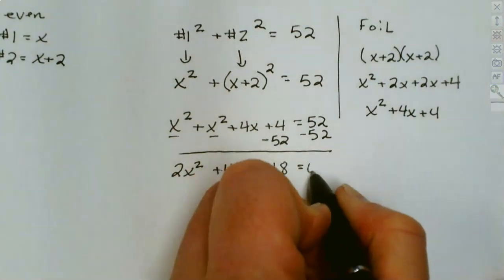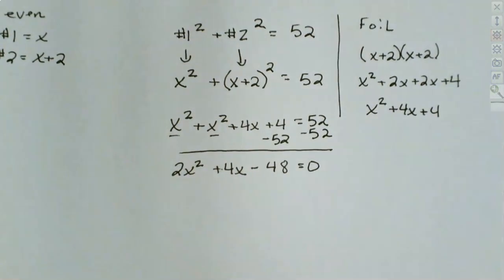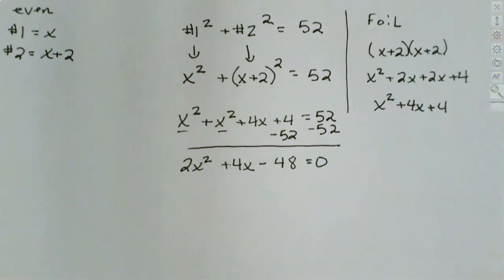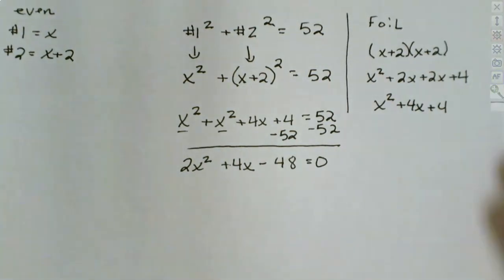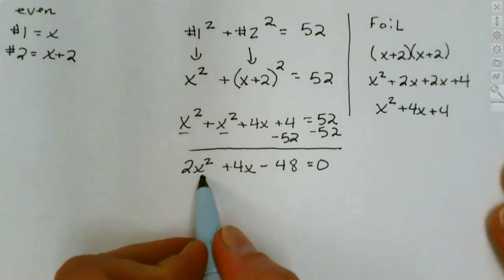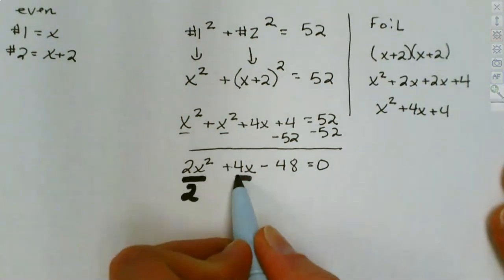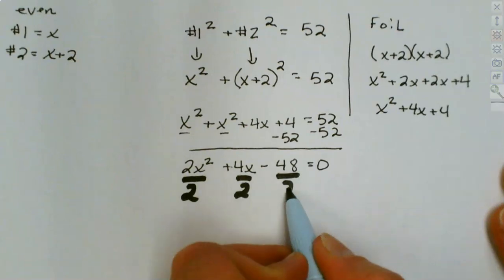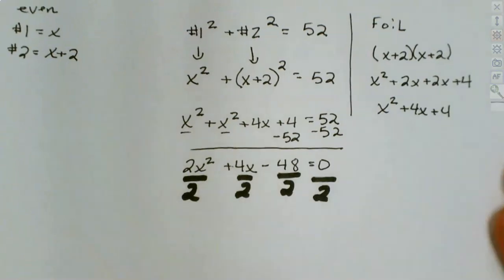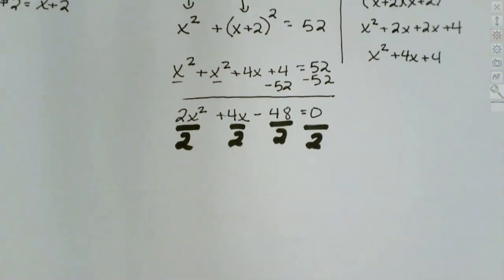And that equals 0. Now, we could factor it the way that it is, but that would require factoring by grouping. What do we notice? We should be able to notice that all of the coefficients are divisible by 2. So let's take our equation and divide everything by 2. That's just going to make it a little bit easier. Everything is divisible by 2, and then we won't have to factor by grouping.